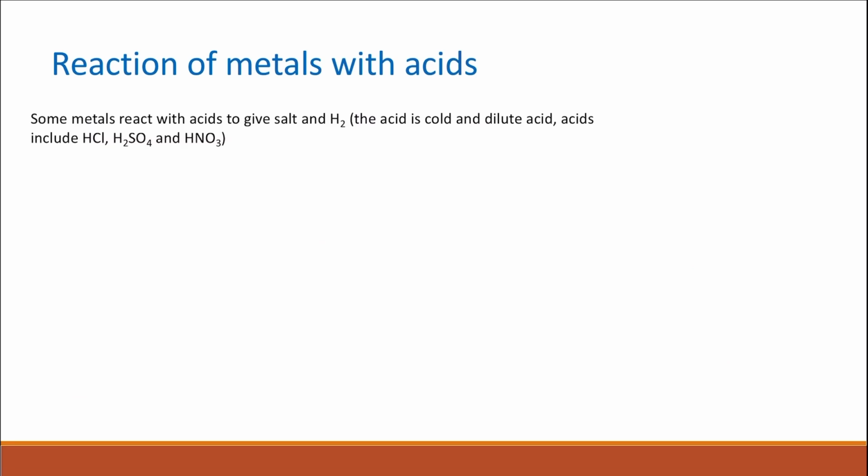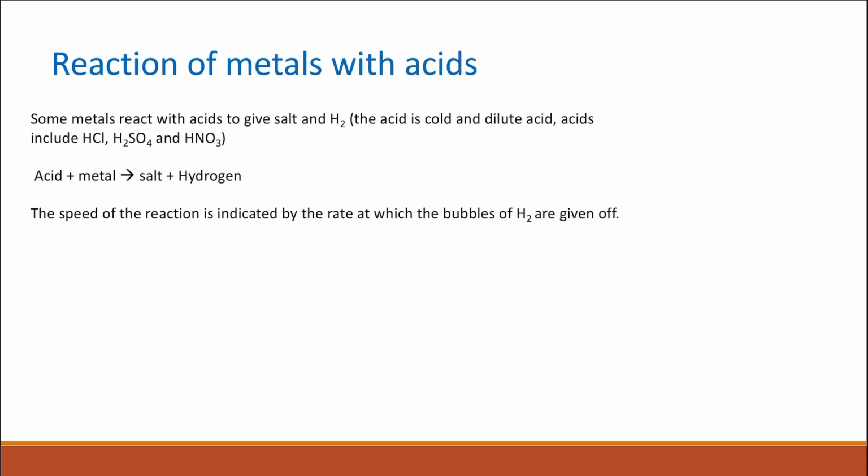Metals can react with acids. We said that the metals which are above hydrogen in the reactivity series can react with cold dilute acids. The types of acid we're talking about are things like hydrogen chloride, sulfuric acid, or nitric acid. The reaction of metals with acid will give you a salt of the metal and hydrogen.